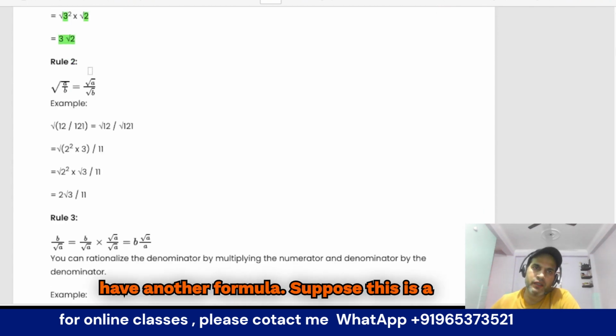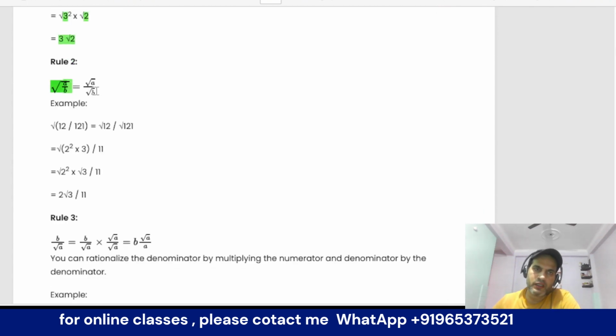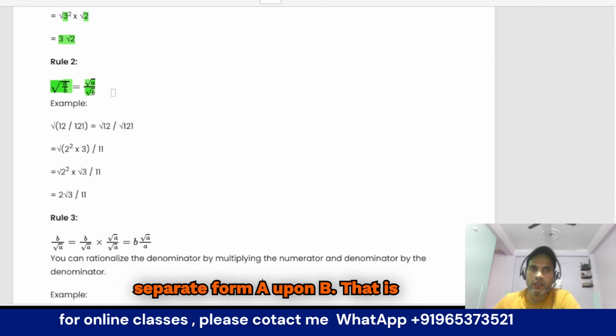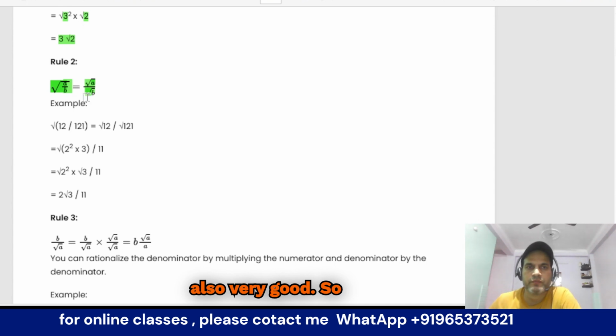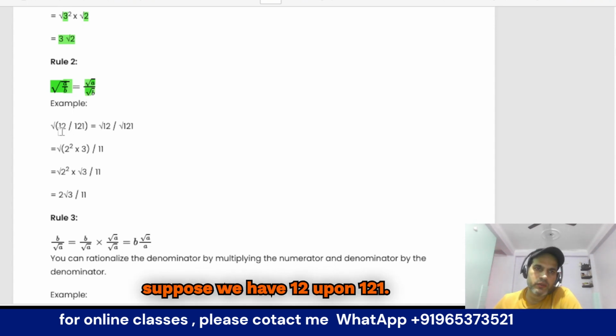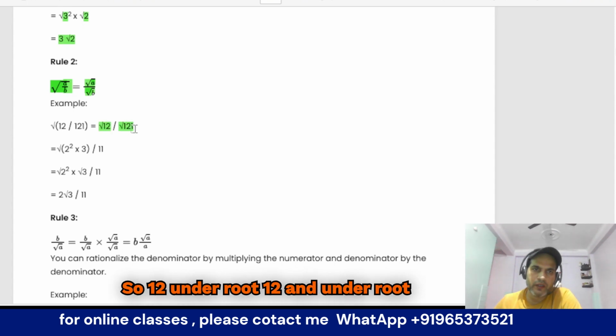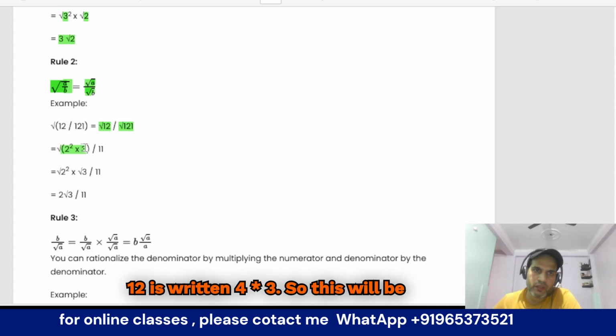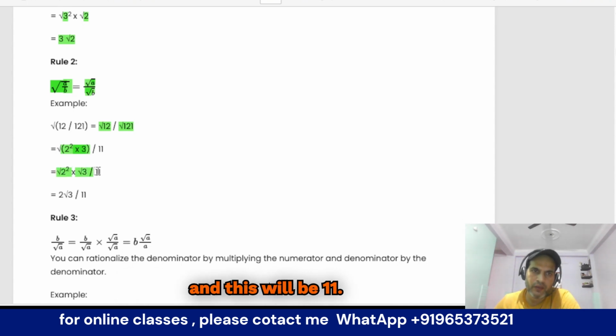Then we have another formula. Suppose this is root a upon b. We can write it in separate form, root a upon root b. Suppose we have root 12 upon 121. So under root 12 and under root 121 are written in separate form, numerator and denominator. And 12 is written as 4 into 3, so this will also be separated, 2 into root 3, and this will be 11. So 2 root 3 by 11.